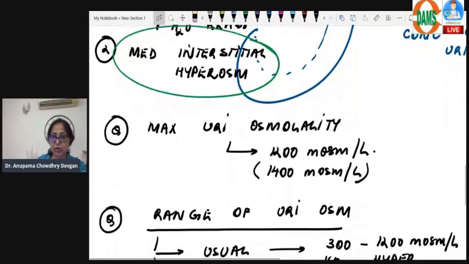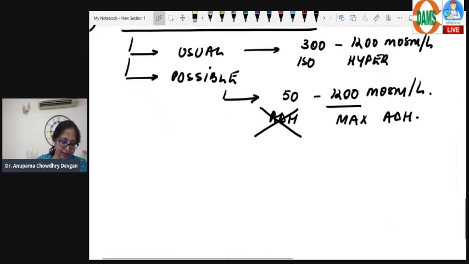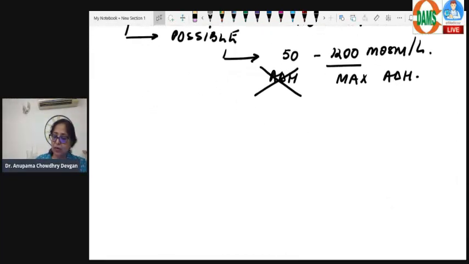What is the maximum urinary osmolality? 1200. Some books have said this is 1400. What is the range of urinary osmolality? 300 to 1200, but a possible range is 50 to 1200. 50 is when there is no ADH, 1200 when there is maximum ADH. So this is the role of the loop of Henle, right? Now, loop of Henle, like I said, is involved in creating the medullary interstitial hyperosmolality, but vasa recta is involved in maintaining it.